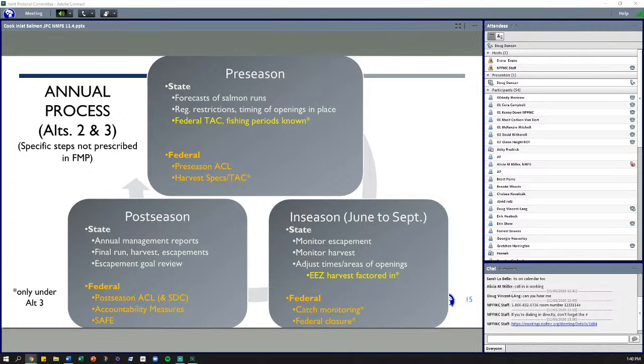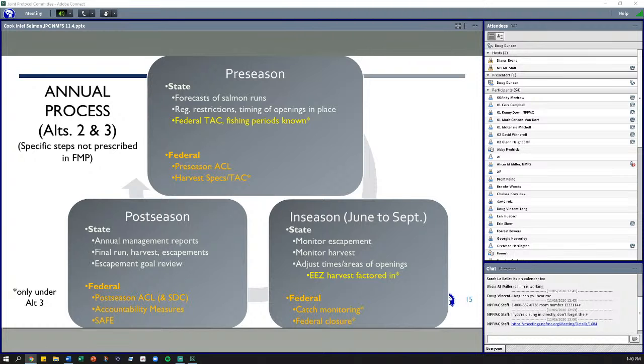Moving on to the in-season portion of the annual fishery cycle. Under alternative 2, this looks substantially similar to existing conditions. The state would continue to monitor harvest and escapements and adjust the open areas and times to control harvest consistent with the statement goals. Under alternative 3, National Marine Fisheries Service would be doing this in the EEZ, where we would monitor harvest until we approach that total allowable catch and then close the fishery.